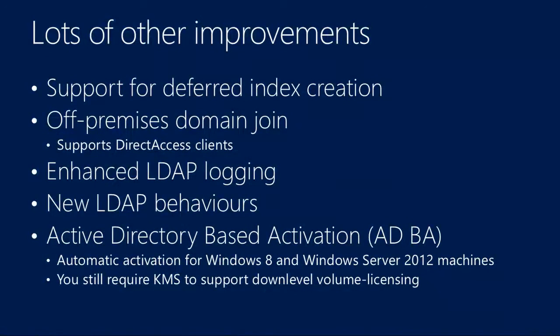Offline domain joins have been improved enormously, particularly for DirectAccess clients. DirectAccess clients need to pick up a whole bunch of group policy, and you can now do an offline domain join that includes that as well. There's enhanced LDAP logging. The LDAP behaviors have changed, and there are new ones added. You've also got Active Directory-based activation, which does automatic activation for Windows 8 and Windows Server 2012 machines.